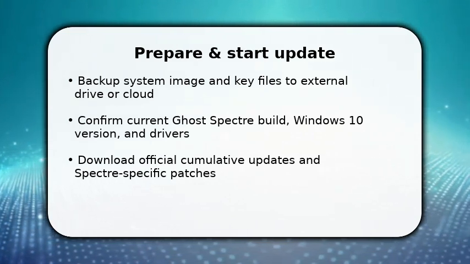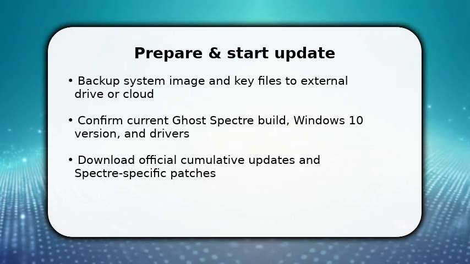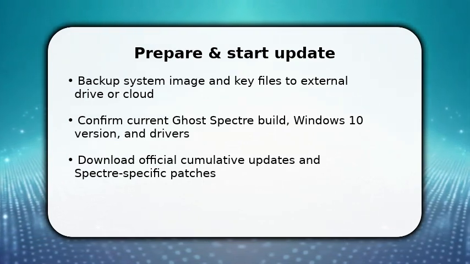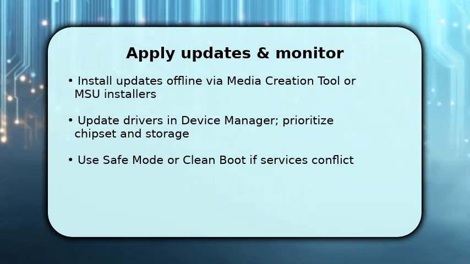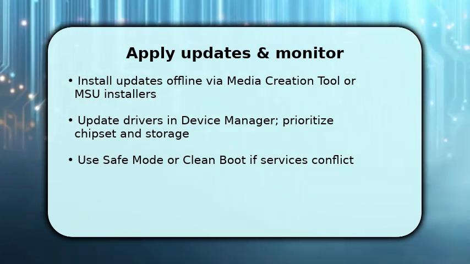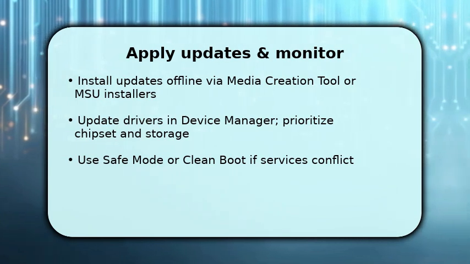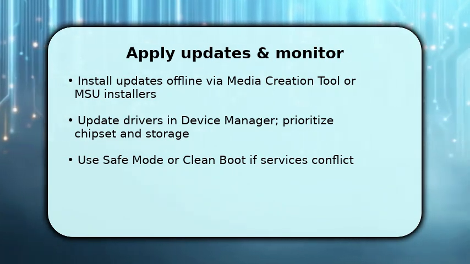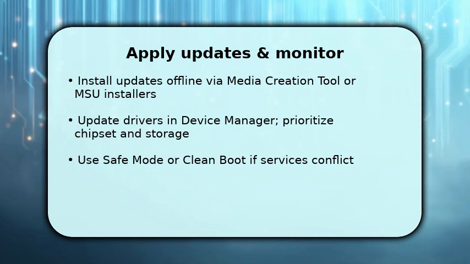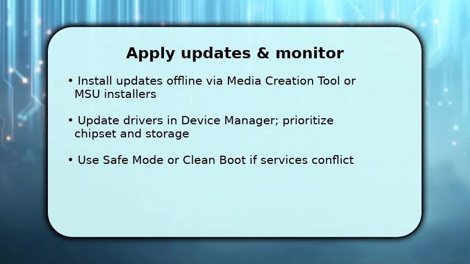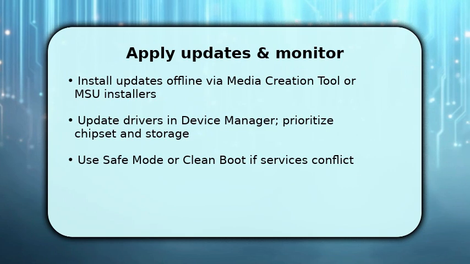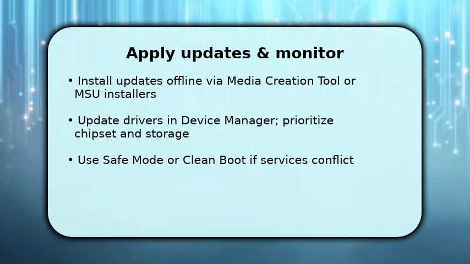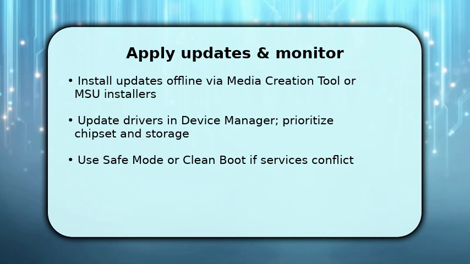You install updates methodically. Prefer offline MSU installers or the media creation tool to avoid broken update chains. Once an update installs, reboot and watch Device Manager for driver conflicts. Update chipset, storage, and network drivers in that order because they affect stability. If background services block installers, restart into safe mode or perform a clean boot and rerun the updates. Make sure to check Windows Update history and error code.